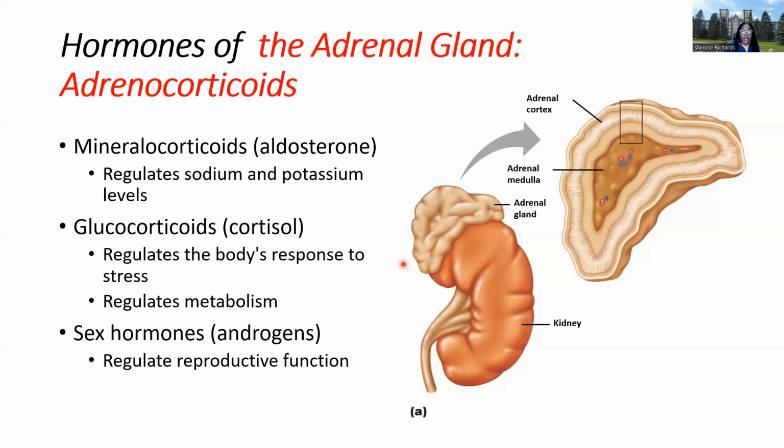And then the third category of adrenocorticoids is sex hormones. These are androgens, and they play a role in reproductive function, especially in males. Androgens are going to be an important part of the male reproductive cycle.